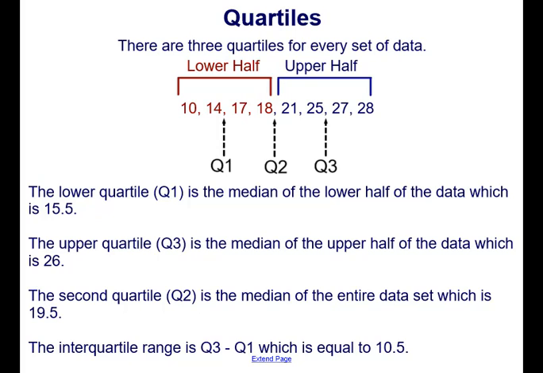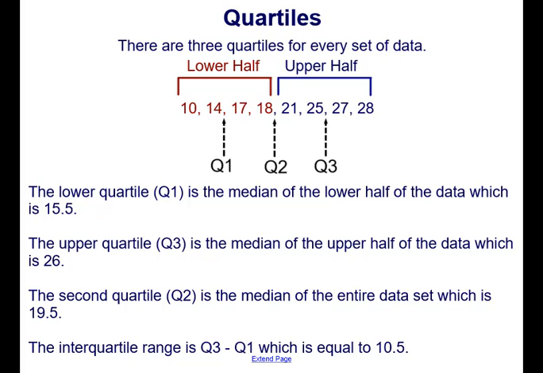Now let's take a look at quartiles. There are 3 quartiles for every set of data. So here we have an example. We have 10, 14, 17, 18, 21, 25, 27, and 28. That's a set of data. So we have what's considered the lower half, the upper half, and then right in the middle.